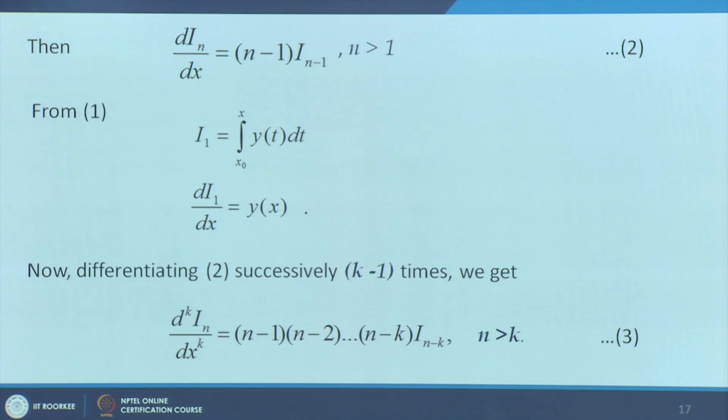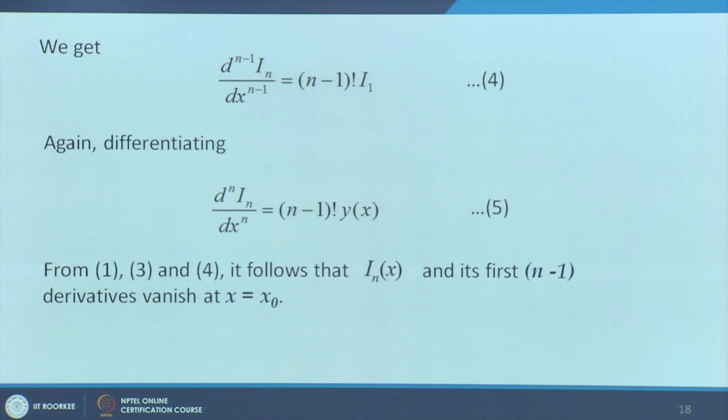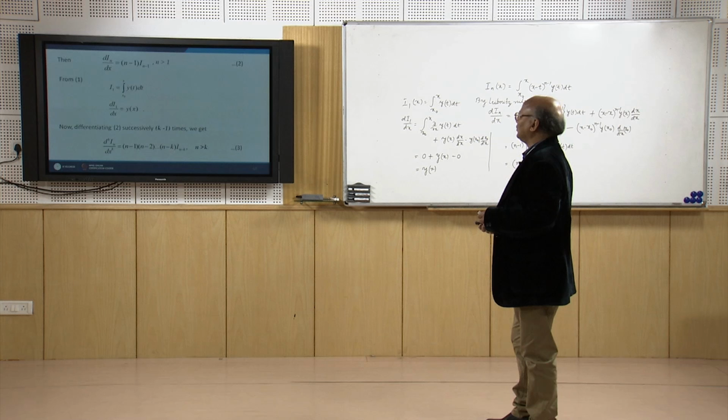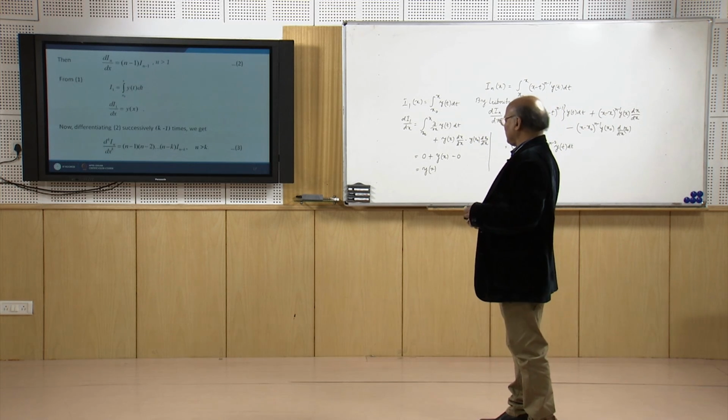So, we will get d squared I_n over dx squared equal to n minus 1 times dI_(n minus 1), and dI_(n minus 1), if you use it repeatedly, dI_(n minus 1) is n minus 2 times I_(n minus 2) and so on. So, when we differentiate it k times, what we will get is d^k I_n over dx^k equal to (n minus 1) into (n minus 2) up to (n minus k), into I_(n minus k), where n is greater than k. Now, in particular, if we put k equal to n minus 1 here, we will get d^(n minus 1) I_n over dx^(n minus 1) equal to (n minus 1) factorial into I_1.